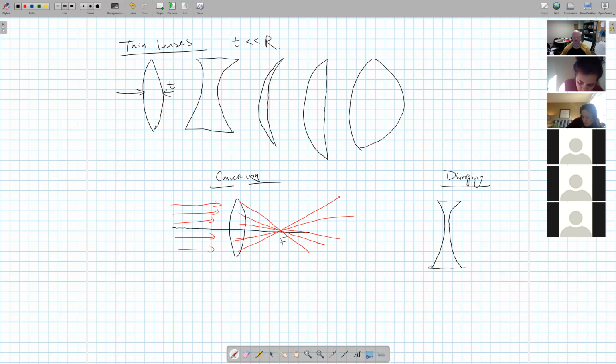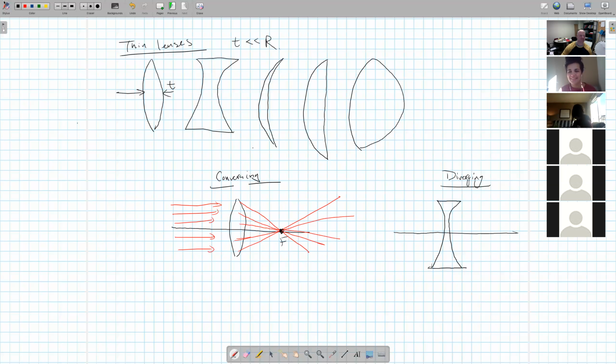So this is my focal point, where all that light gets shined through. This is called converging because it converges all of these rays to a single point, which then allows me to kill an ant. That was good. So what about a diverging lens?